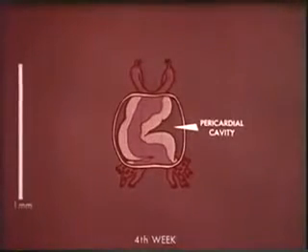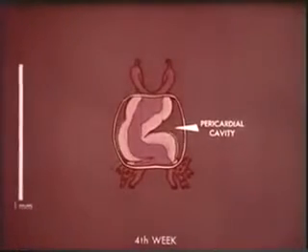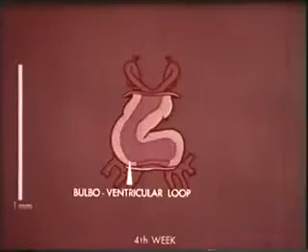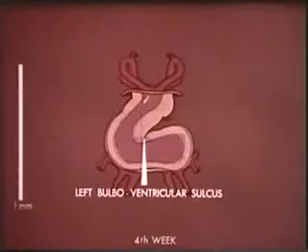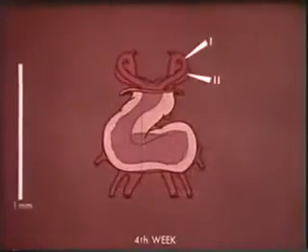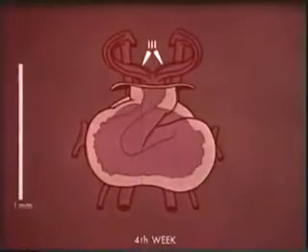By the 22nd day, the epimyocardium nearly fills the pericardial cavity. The bulboventricular loop is deepening to form the left bulboventricular sulcus. The first aortic arches are declining, and the second are fully developed. By the middle of the fourth week, the third aortic arches are well developed.